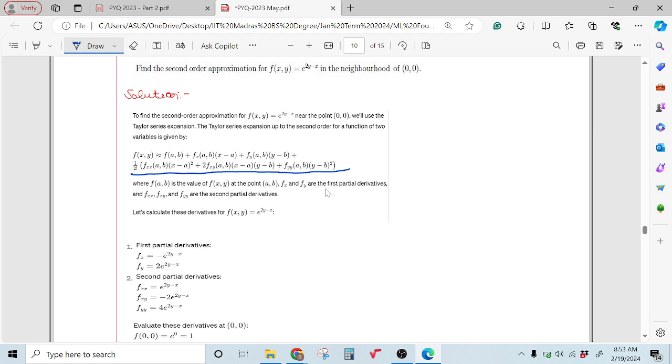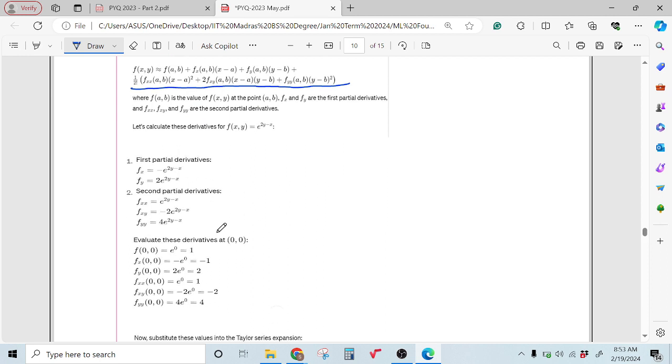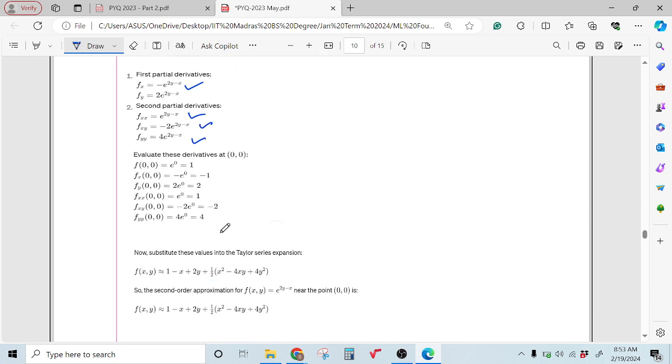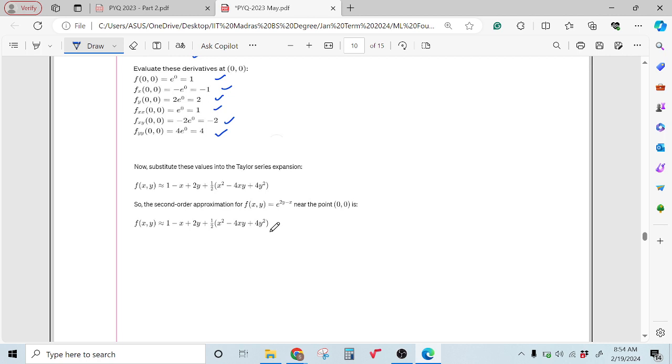So let us calculate the derivatives for the given function. The first partial derivatives are given as this, and the second partial derivatives as this. Evaluate these derivatives at (0, 0). We evaluate this and get this. Now substitute these values into the Taylor series equation. By substituting, the second order approximation for our given function at (0, 0) is 1 minus x plus 2y plus half x squared minus 4xy plus 4y squared. Okay, so this is the answer.